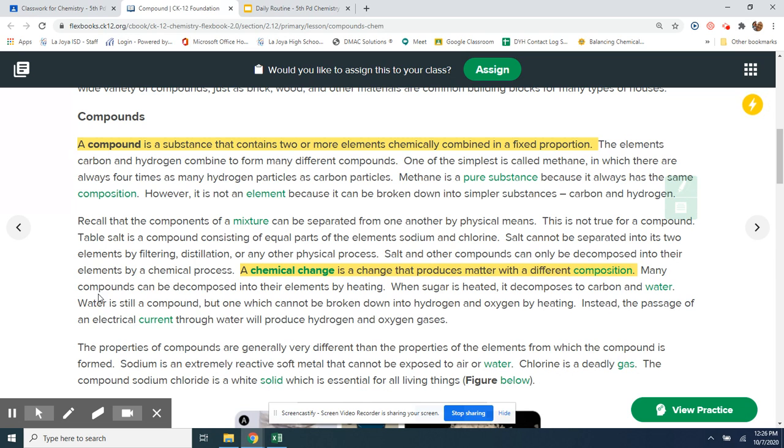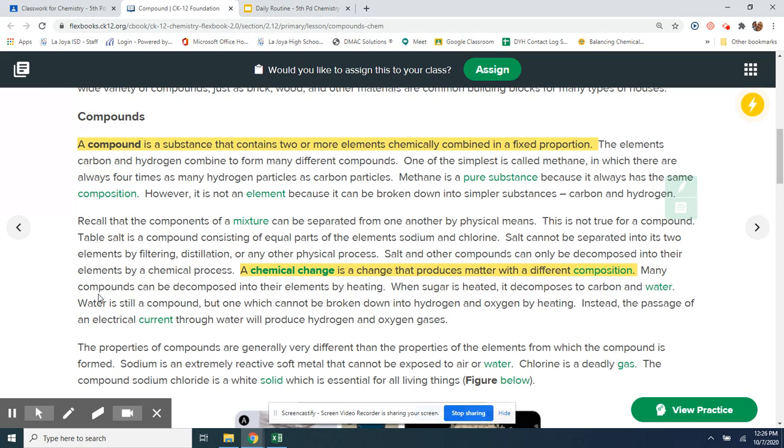All right? If I have H3O instead of H2O, that's completely different. Water is H2O, H3O is hydronium. Two different compounds. They'll have two different properties. Okay?